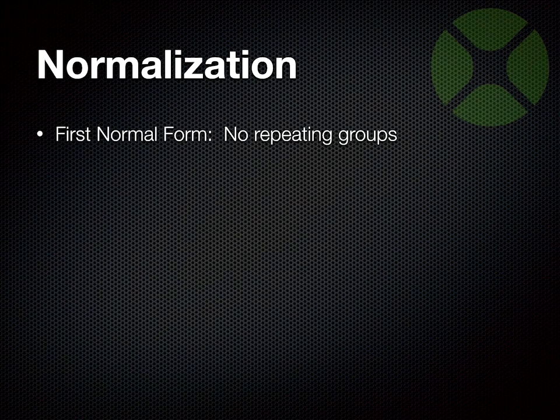So the first normal form is no repeating groups. We get a lot of projects we inherit from other people, and I can't tell you how many times we've had things where it's like phone 1, phone 2, phone 3 listed on the customer table. But that's not what you want. You want to just have a single group. If it's something that's repeating, it belongs somewhere else.